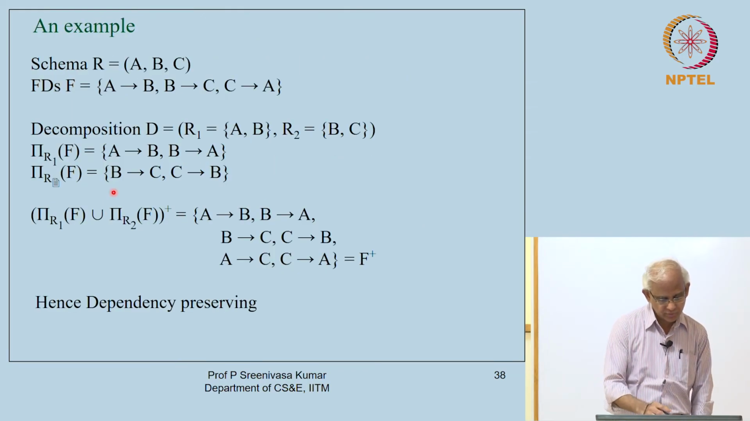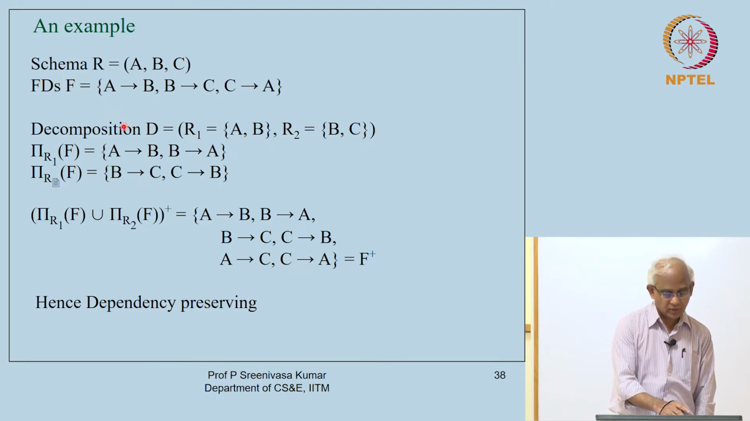Okay, I have an example here which illustrates dependency preserving. Just have a look at it. Here is a simple scheme ABC, and we have FDs A determines B, B determines C, and C determines A. Everybody determines everybody else. It's a cyclic kind of thing.